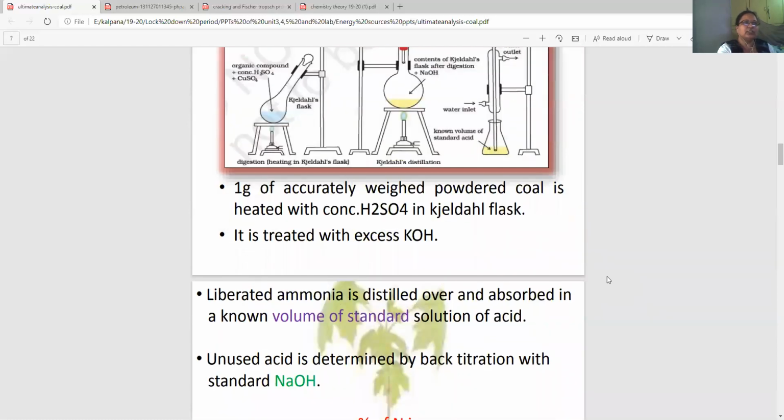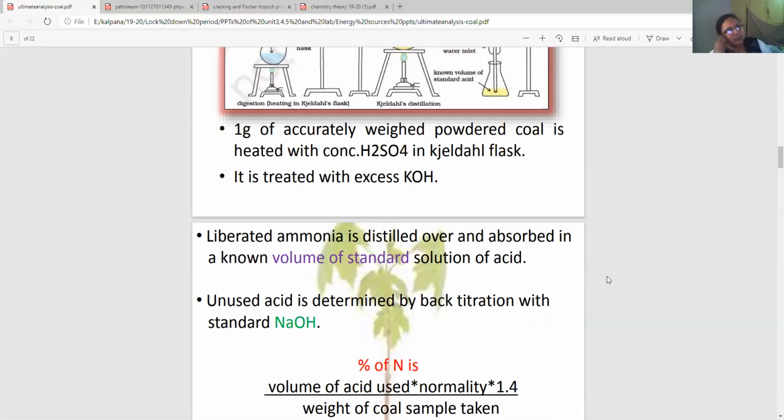So 1 gram of accurately weighed powdered coal is heated with concentrated sulfuric acid in the Kjeldahl flask. If nitrogen is present in the coal sample, it reacts with sulfuric acid to form ammonium sulfate. And this ammonium sulfate is again treated with excess KOH, and we get ammonia. The liberated ammonia is distilled over and absorbed in a known volume of standard solution of acid. Because it is a gas, it escapes, so that is being absorbed in acid solution.